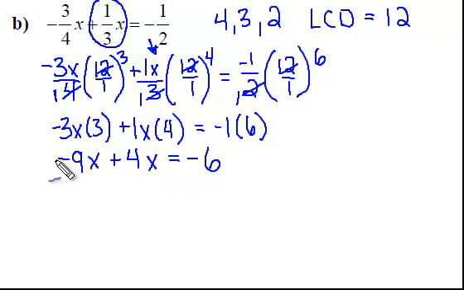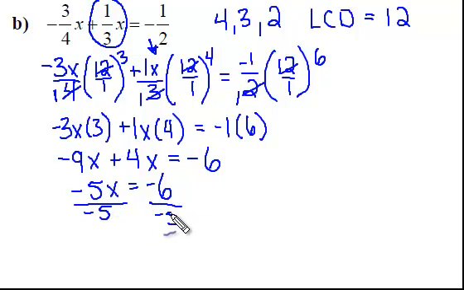I can combine my terms on the left side of the equation. Negative 9x and positive 4x will give me negative 5x, all equal to negative 6. So to get x on its own, I need to divide both sides of that equation by negative 5. If I do that, they will cancel on this side, leaving me with x equals negative 6 over negative 5.